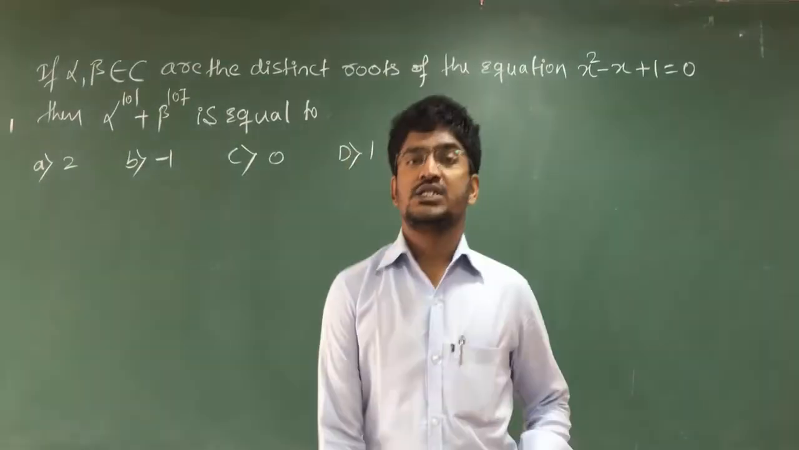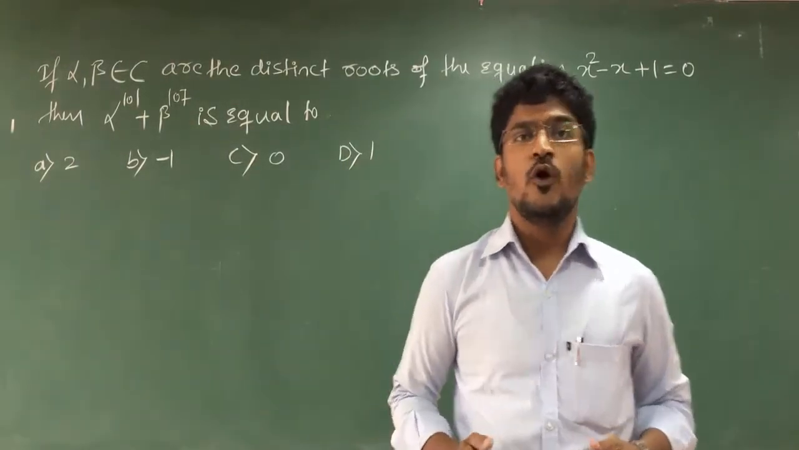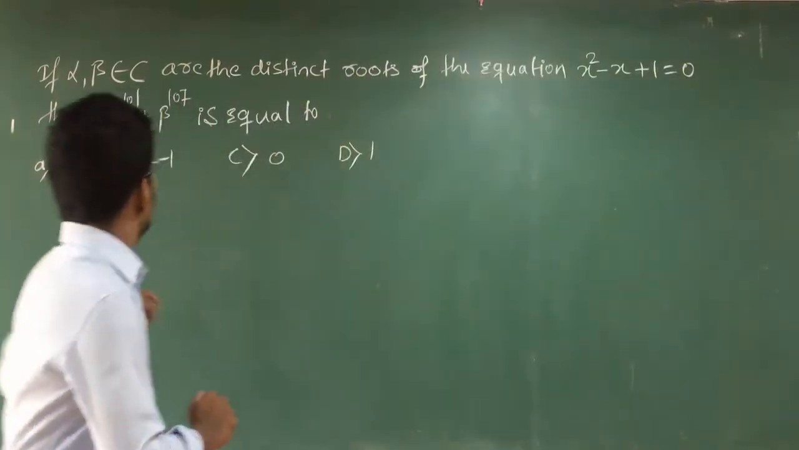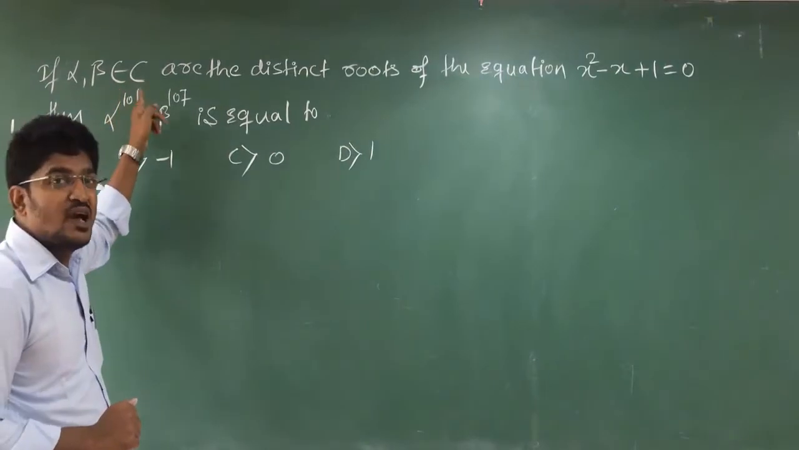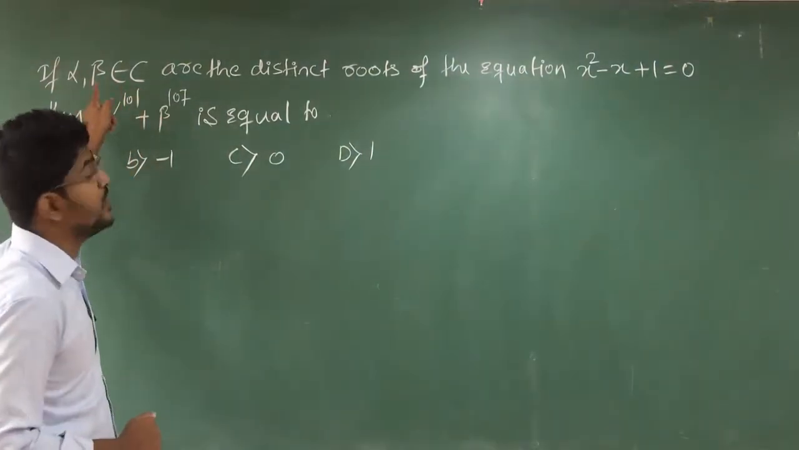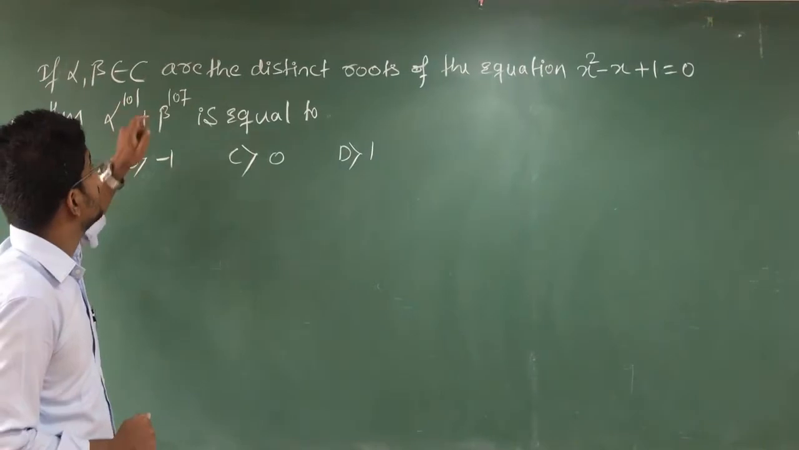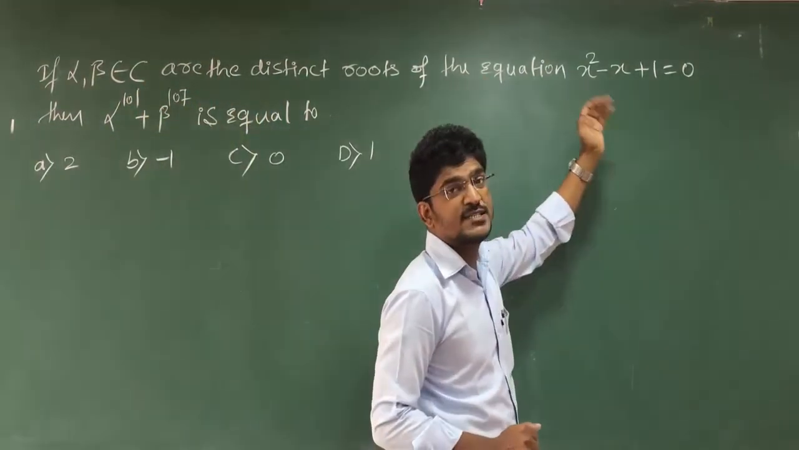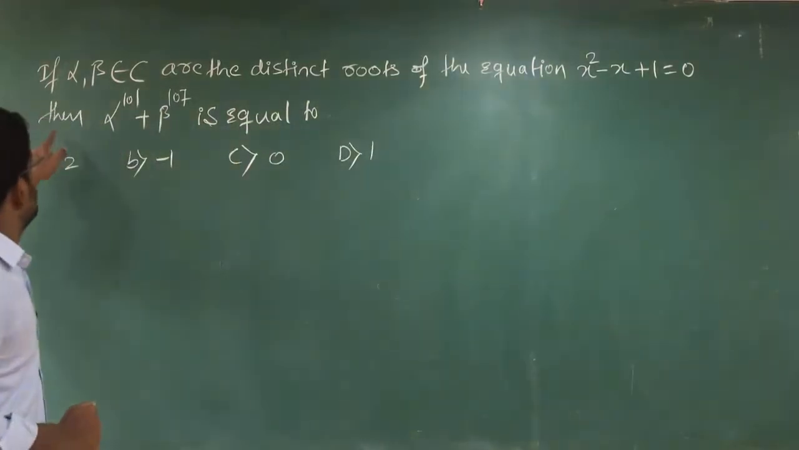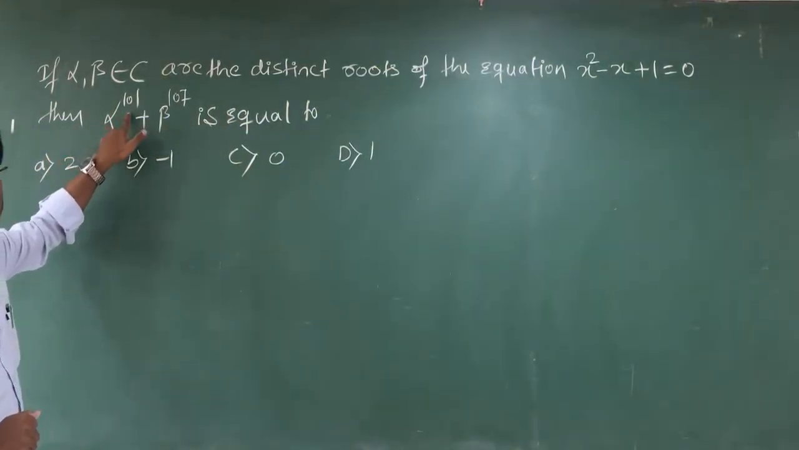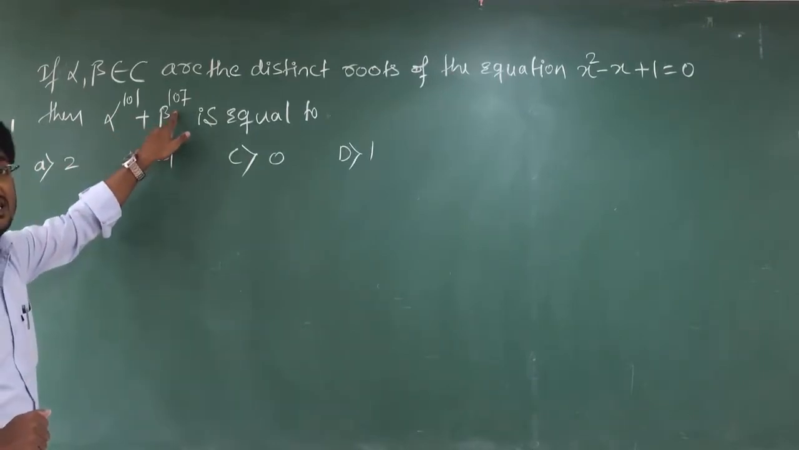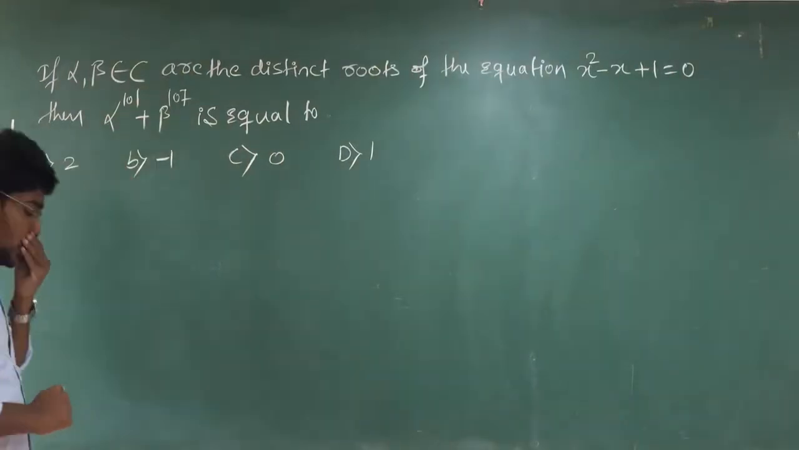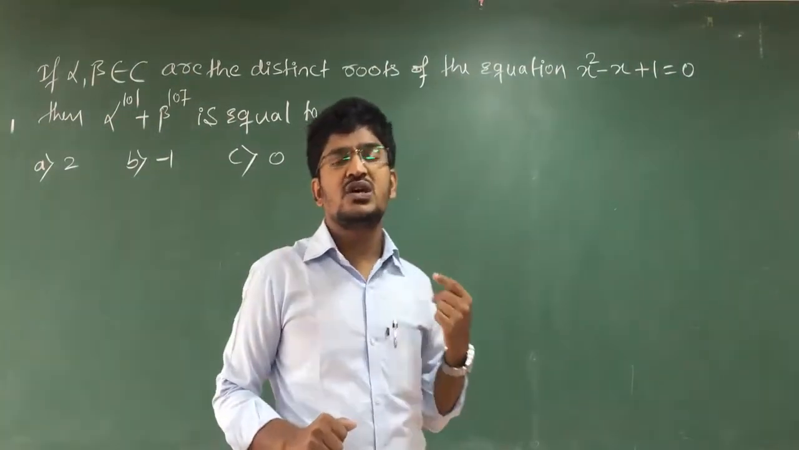Okay students, so now let us move to the next question. If alpha and beta belong to the complex number set, alpha comma beta are the distinct roots of the equation x square minus x plus 1 equal to 0, then alpha to the power of 101 plus beta to the power of 107 is equal to. Okay, so here what they have given, there are two roots which are in the complex number set.